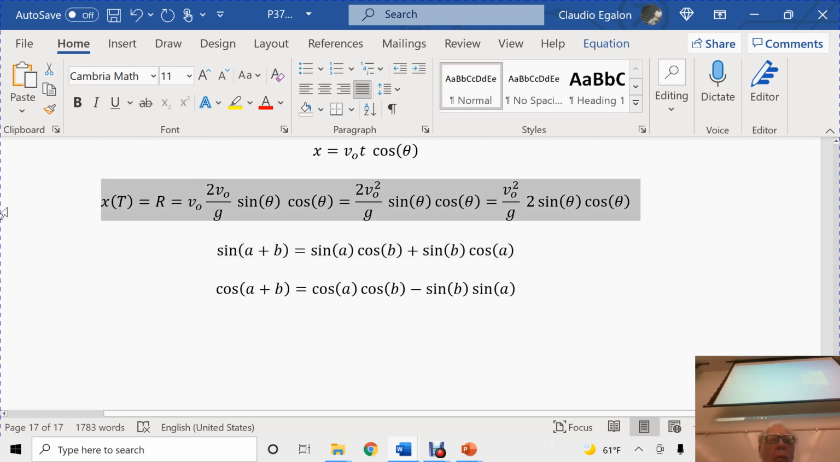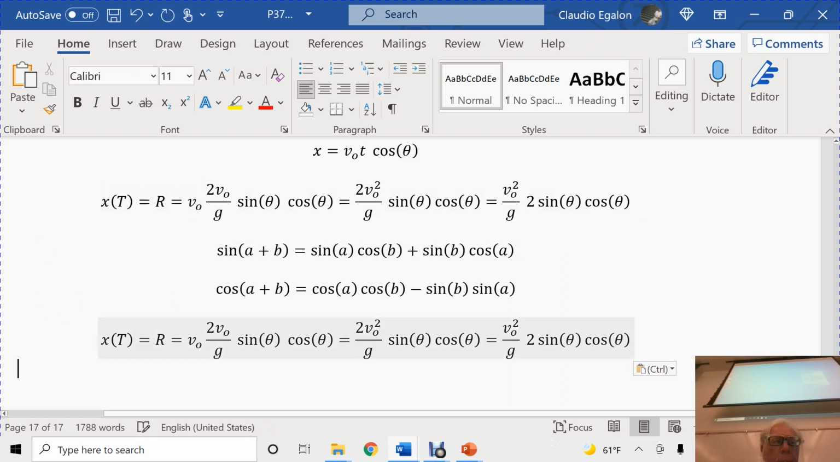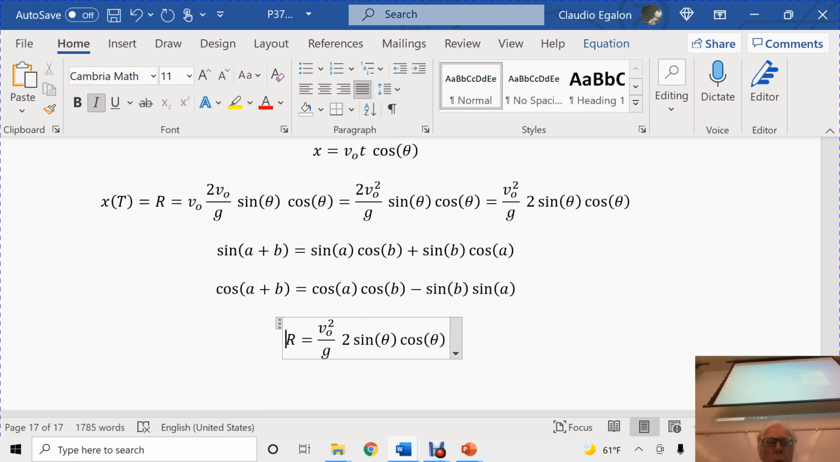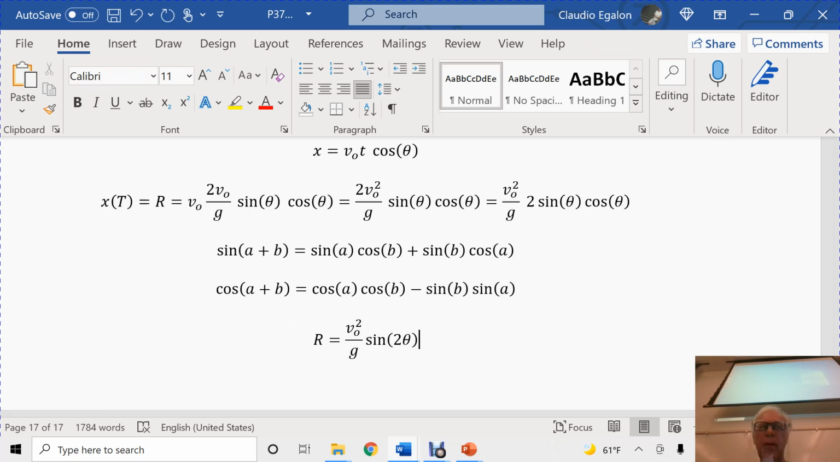So now we can write that in a simpler way. Range equal to, this guy becomes sine of 2 theta, and everything else disappears. That's the equation for the range: V naught square over g, sine of 2 theta.